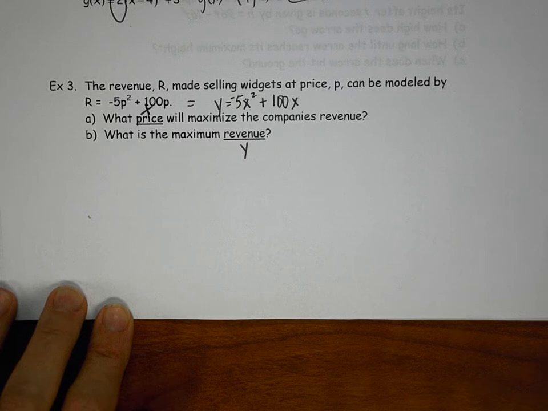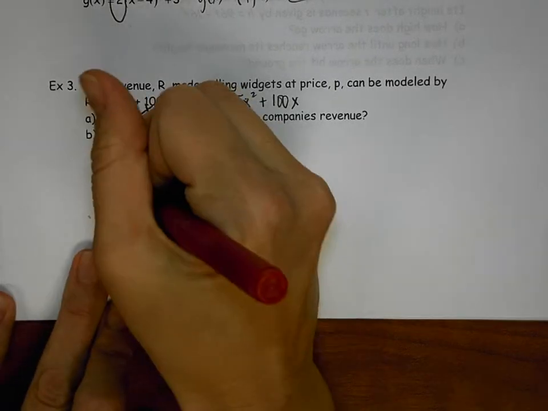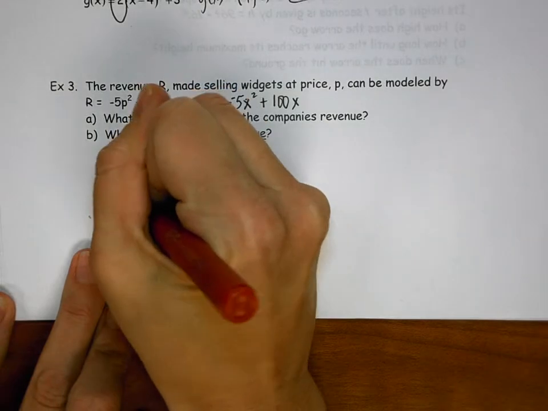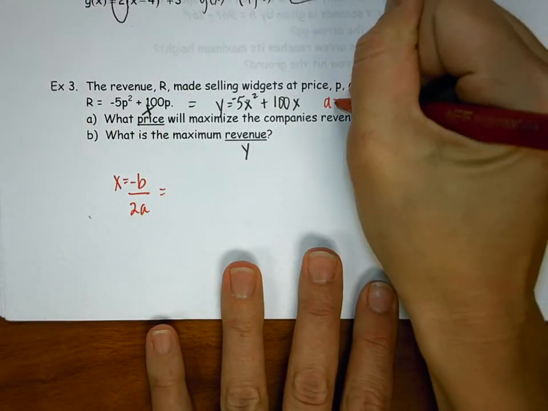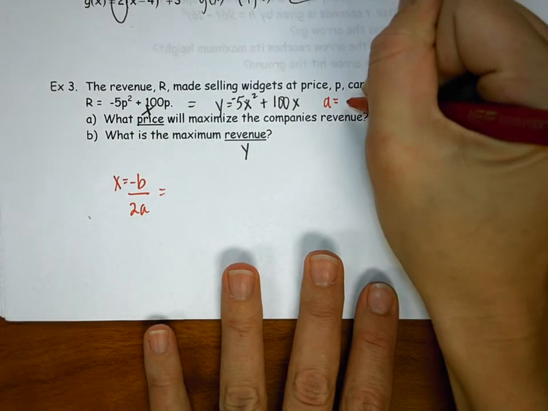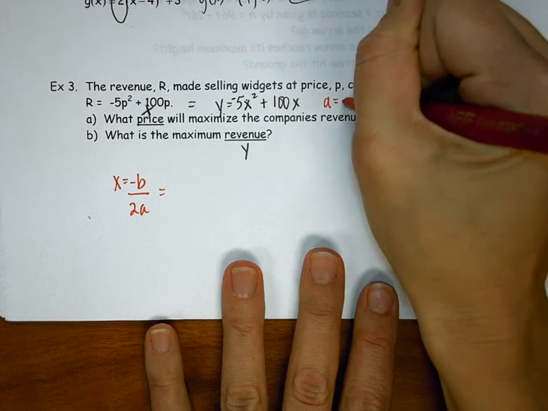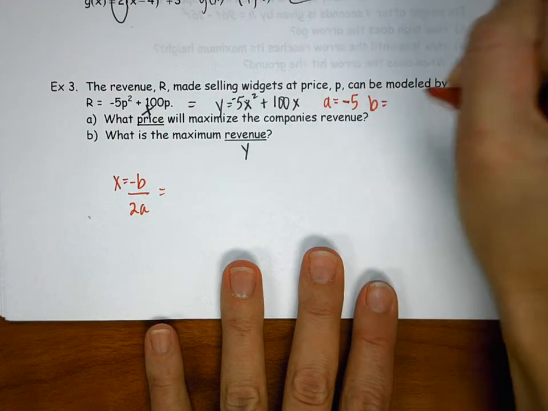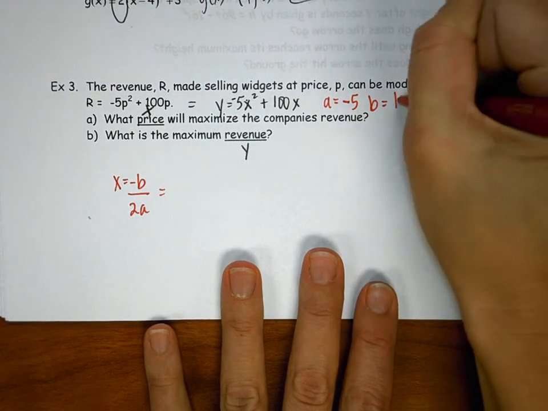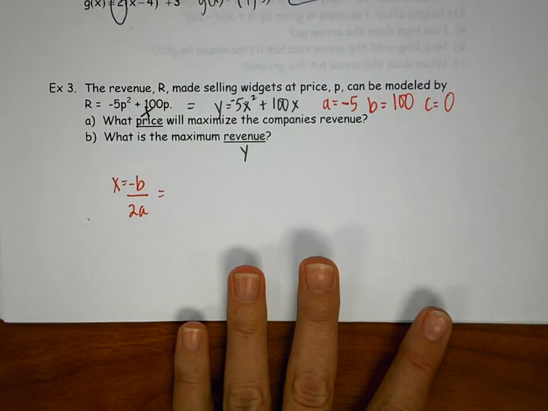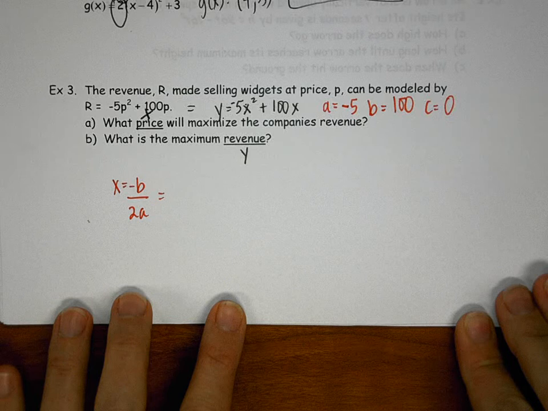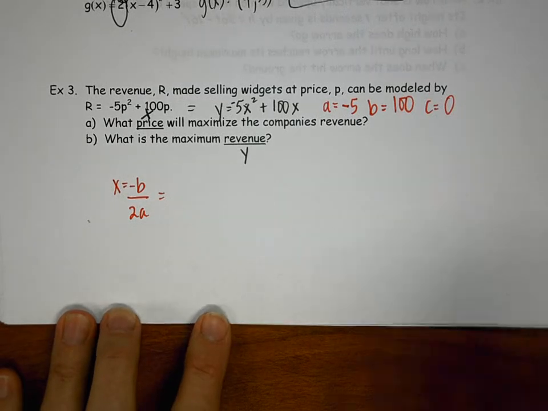X equals negative b over 2a. What is my a value? Negative 5. What is my b value? 100. What is my c value? Okay, I'm going to give you about 30 seconds here to find your x value of the vertex.